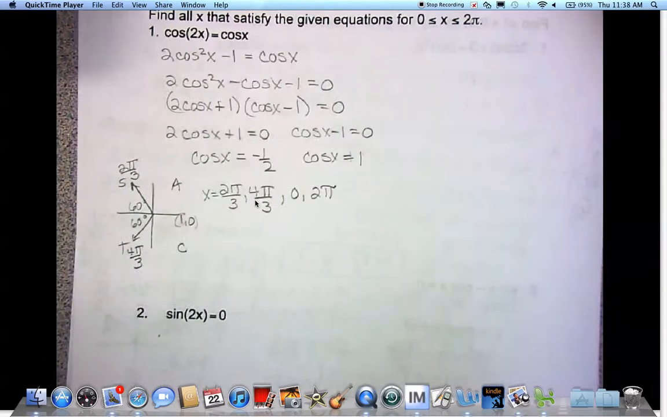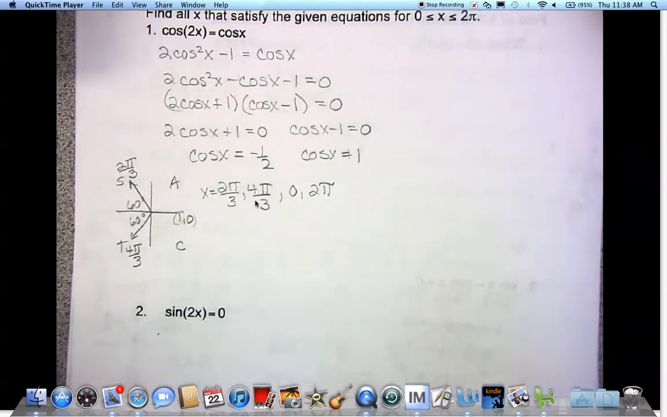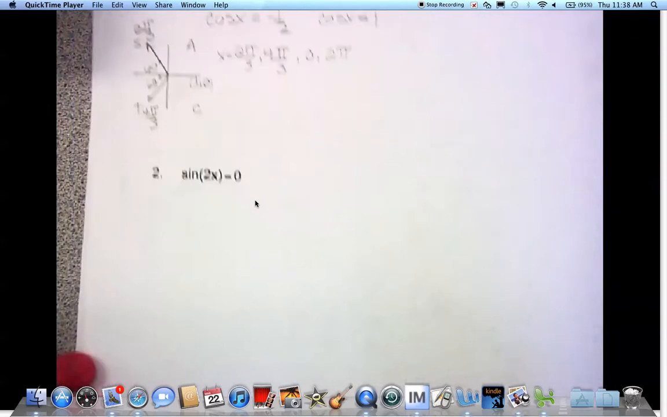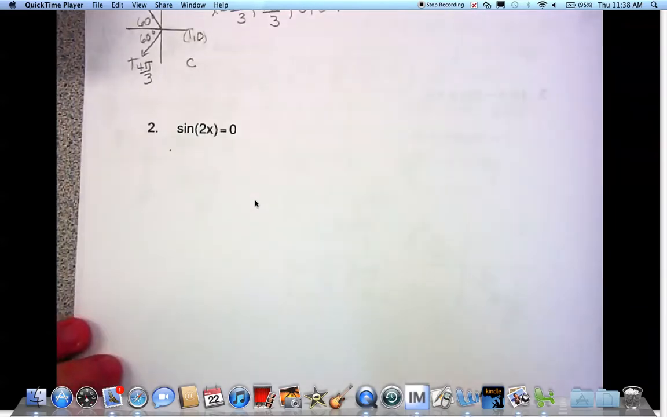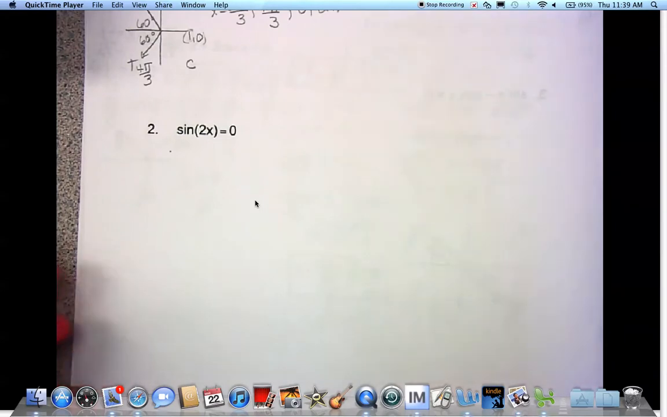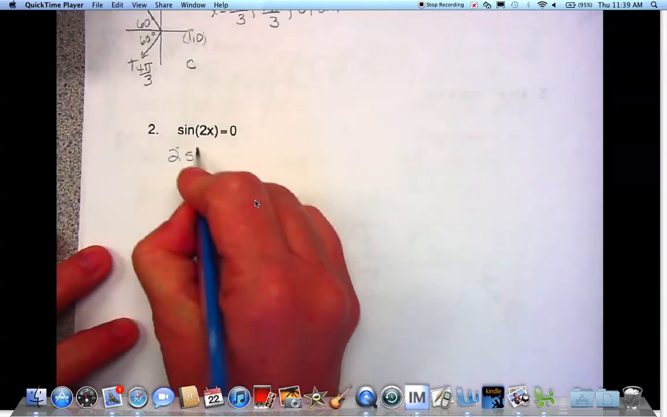Okay, now on the next one. Is everybody okay with number 1? Okay. Sine of 2x equals 0. So for sine of 2x, we only have one choice: 2 sine x cosine x.